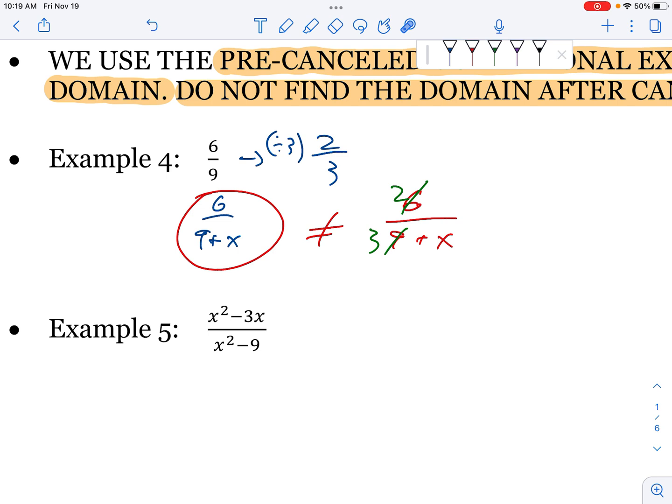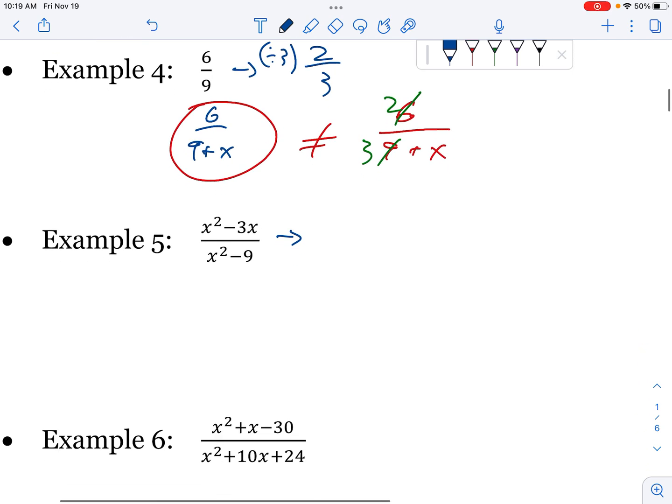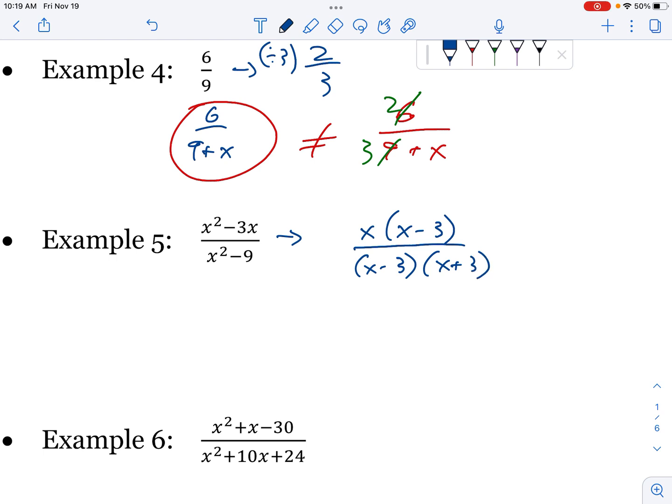Okay, so let's look at this one. So I want to factor the top and bottom. Okay, so I look at the top. It's 2 terms. I can't really do my difference of 2 squares things, but there is an x in both terms. So I can say x and x minus 3. And on the bottom, that looks like something we've done before, x minus 3 and x plus 3. Okay?